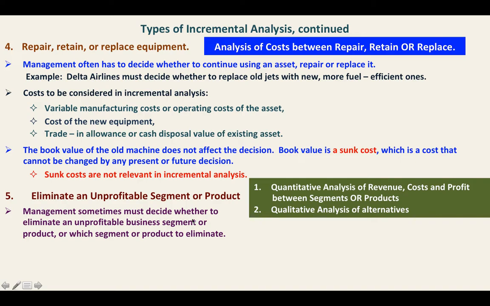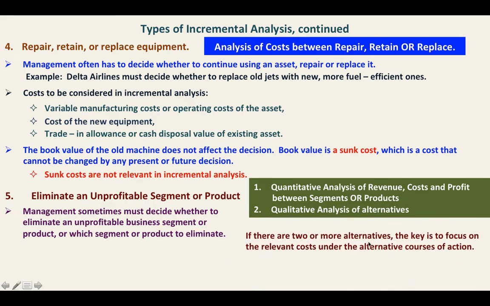Management sometimes must decide whether to eliminate an unprofitable business segment or product, or which segment or product to eliminate if management has several alternatives of eliminating unprofitable business or segment. If there are two or more alternatives, the key is to focus on the relevant cost under the alternative courses of action. Relevant cost, which means costs that vary between the alternatives.